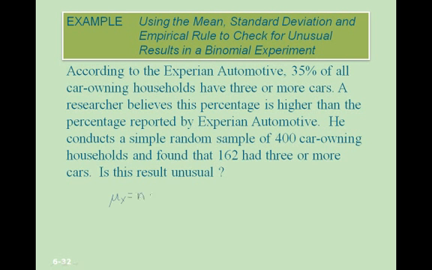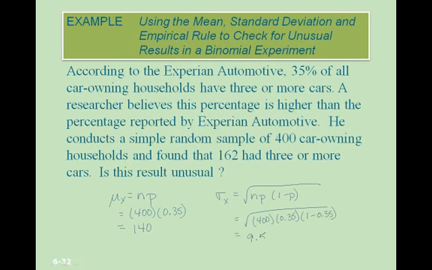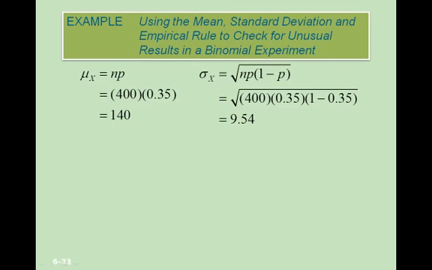The first thing we need to do is to find the mean. Remember that that value is n times p. So n was 400 and p was 35% or 0.35. So recall that we found this value before to be 140. And our standard deviation is the square root of n times p times 1 minus p. So we have the square root of 400 times 0.35 times 1 minus 0.35, which we found before to be approximately 9.54.